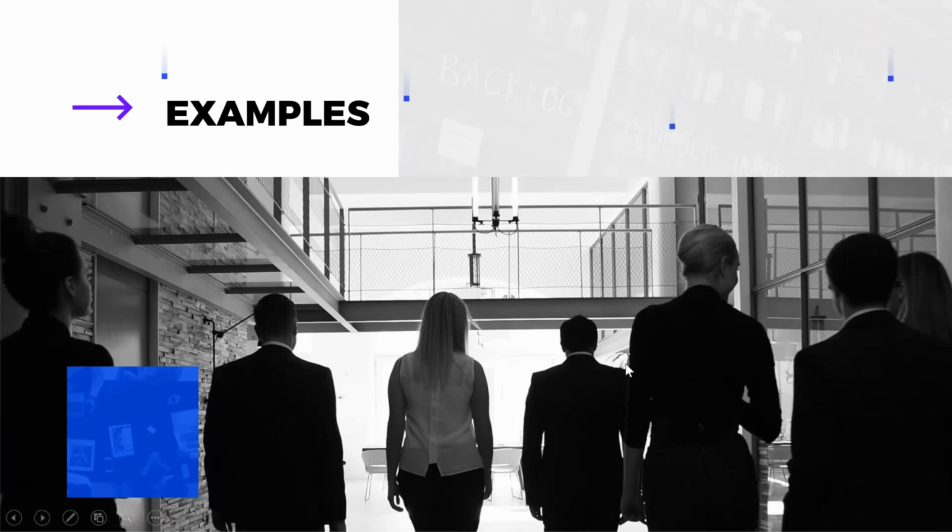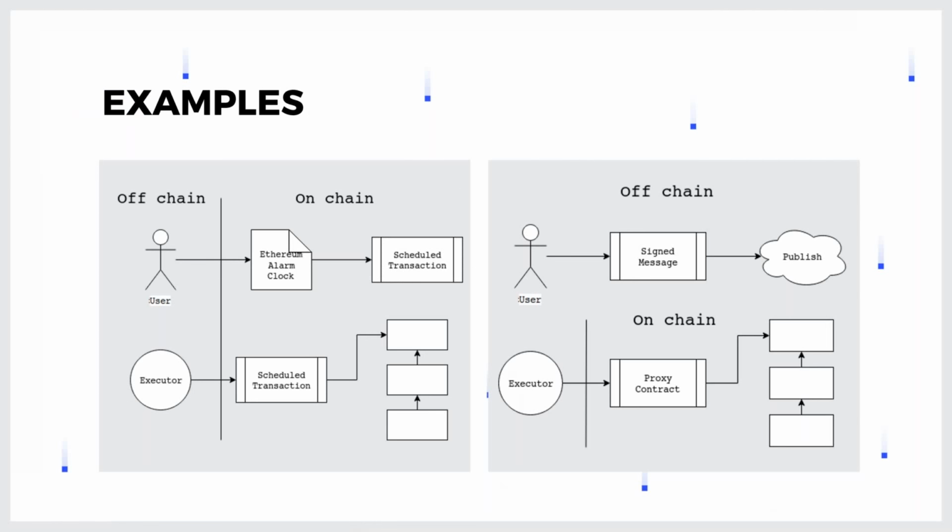So I'll talk about some examples, and I'll use our projects from ChronoLogic to illustrate these. On the left, I have the flow of the Ethereum alarm clock. What's happening off chain is a user is sending a transaction on chain to the Ethereum alarm clock. That's deploying the scheduled transaction.